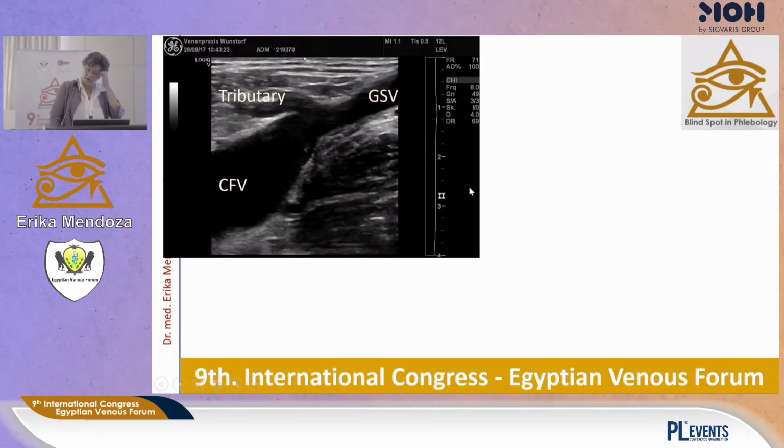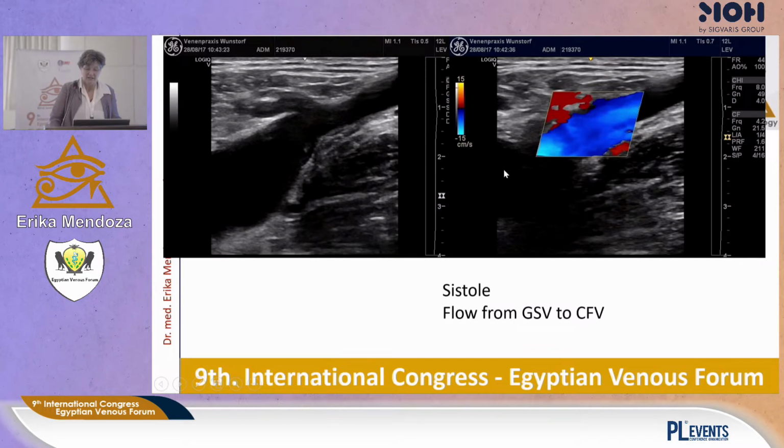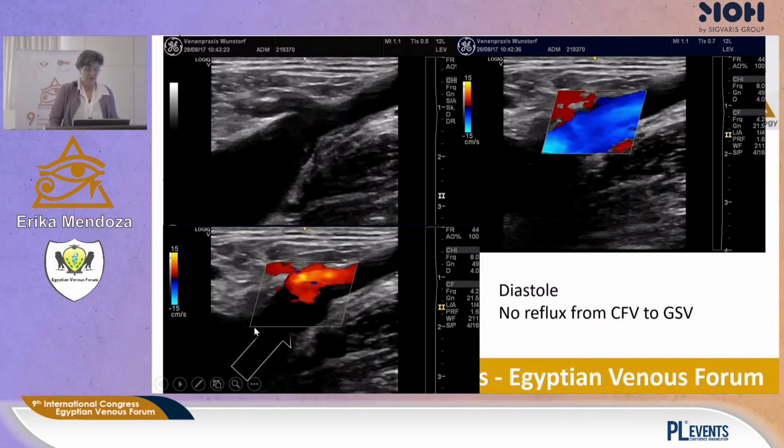To those who were here this morning, they have seen this also, but just to emphasize, this is the common femoral vein, great saphenous vein, tributary. In systole, you have an anterograde flow. In diastole, you have no reflux from the deep vein, but from the tributary of the groin.